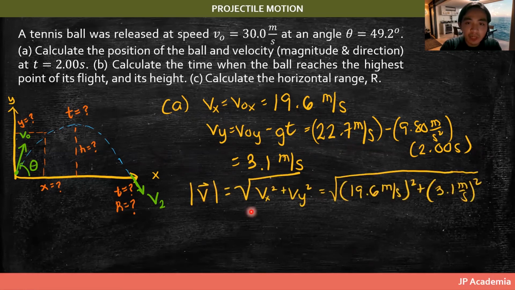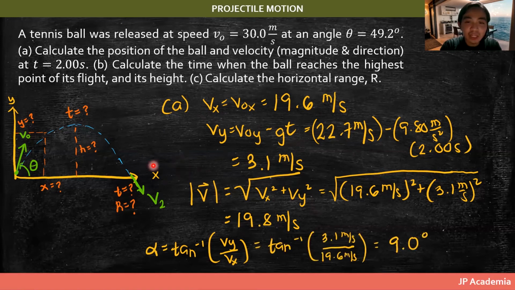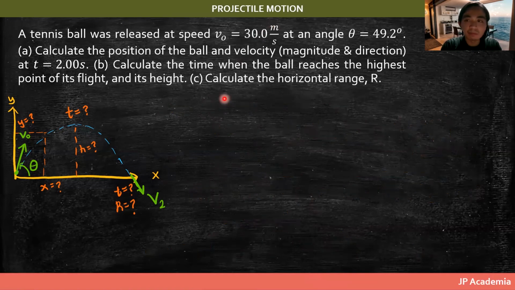Gamitin mo lang itong formula na to. Then you will have the magnitude of 19.8 meters per second. Okay? May point dapat yan. Or 198. Or hindi, 19.8 yan. Meters per second. Then, to get the angle, madali lang din. Use your tangent inverse. You know your v sub y and v sub x. You will have 9 degrees for this velocity. Okay, so that's for letter A.